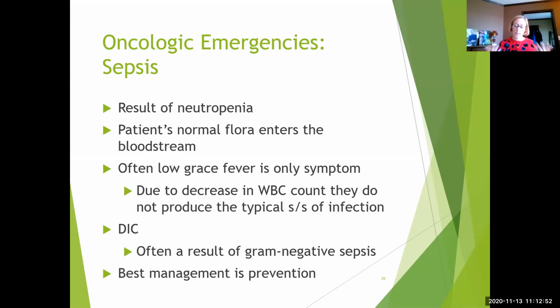So with this, again, it's the result of neutropenia. The patient's normal flora can enter the bloodstream. Low-grade fever, I should say grade, not grace, sometimes is the only symptom, but also still that cold sepsis. And then DIC is often a result of that gram-negative sepsis, which we talked about when we talked about sepsis already, that bleeding and clotting all at the same time. And then of course, the best management is prevention.